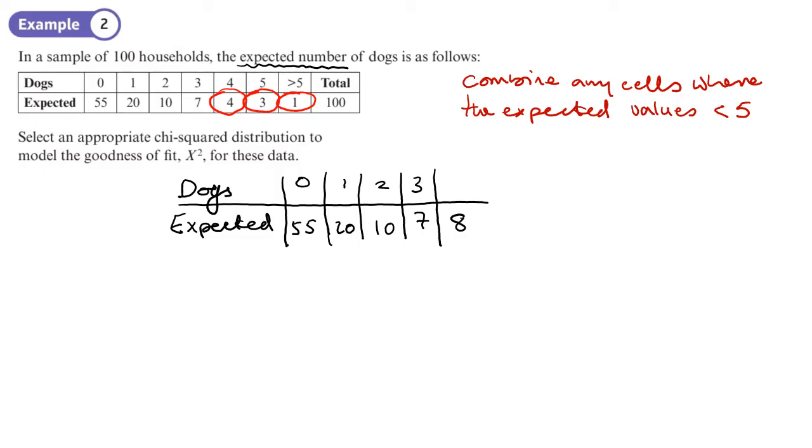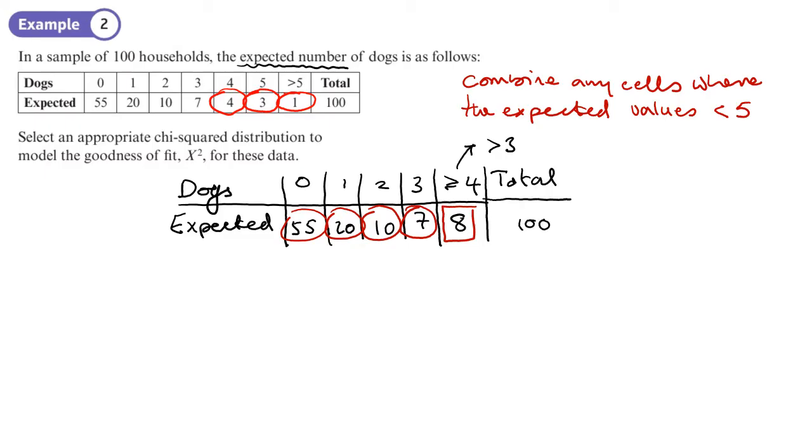4 or more. So let's write that down. 4. Well, I could do greater than or equal to 4, couldn't I? Like that. Or I could write that as more than 3. Doesn't really matter. So this is what we mean by combining cells. So after combining the cells, I have 4 values that can move around. One of them can't, because once you've got the 55, the 20, the 10 and the 7, and we know that the total is 100, so let's put that in. So total here 100. Once you've worked out these, then basically the last cell here has to be equal to 100 minus the other values. So we have one constraint.